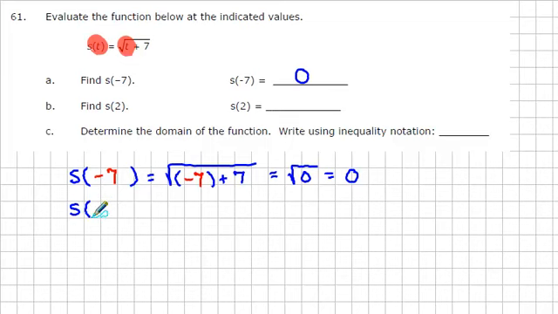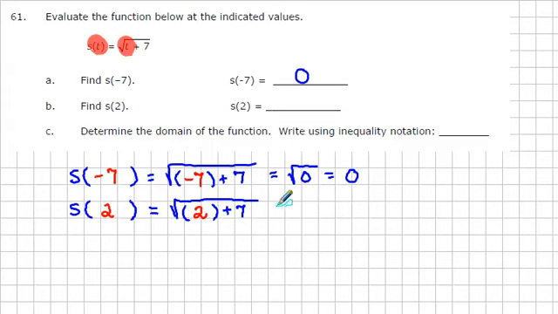So again, we write s of, wherever there's a t in the formula, use a set of parentheses. And then put the input in the set of parentheses. So if we want to find in part B s of 2, we put the number 2 in each set of parentheses and then evaluate.